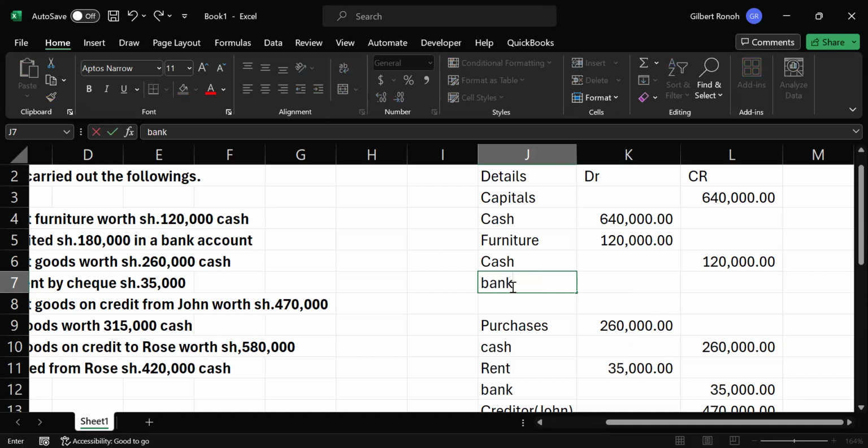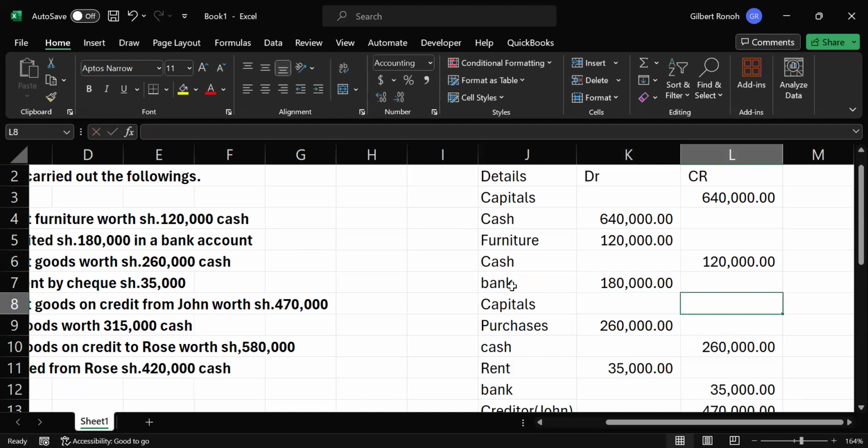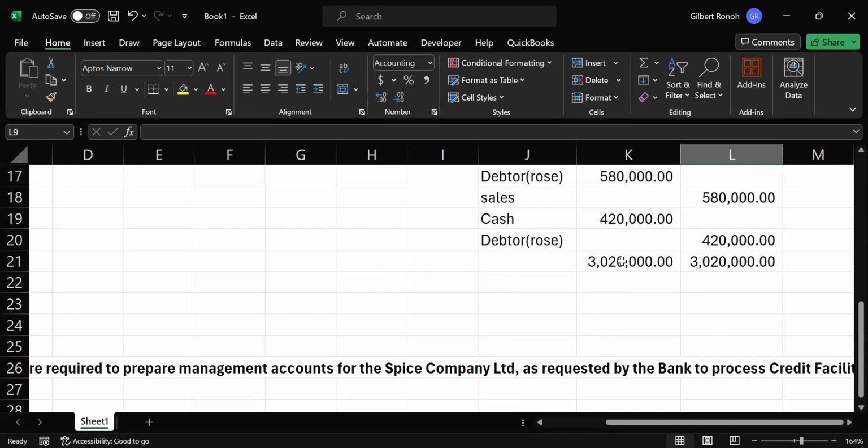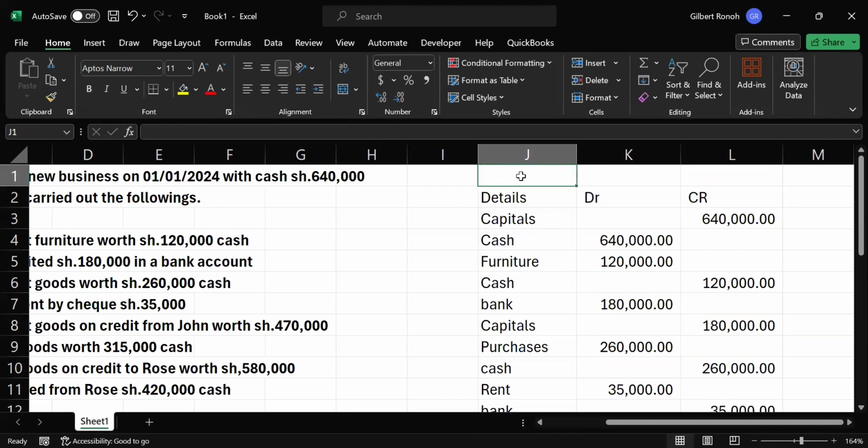We will have bank here. We debit bank 880,000, and then we credit the capital account 180,000. So now, if I update my formula, we should get a closing figure of what? 3.02 million. So this one we call general ledger.